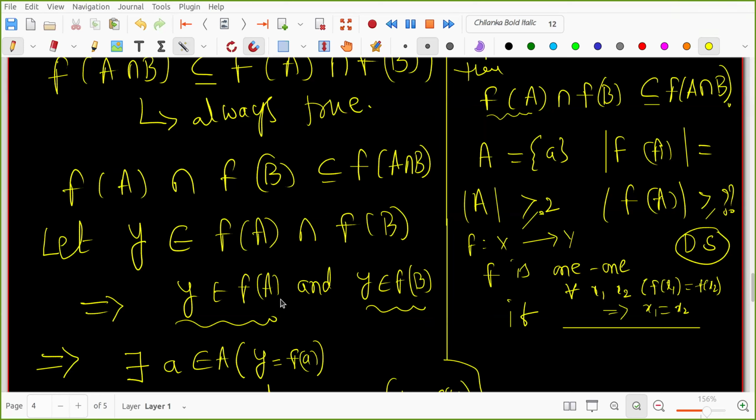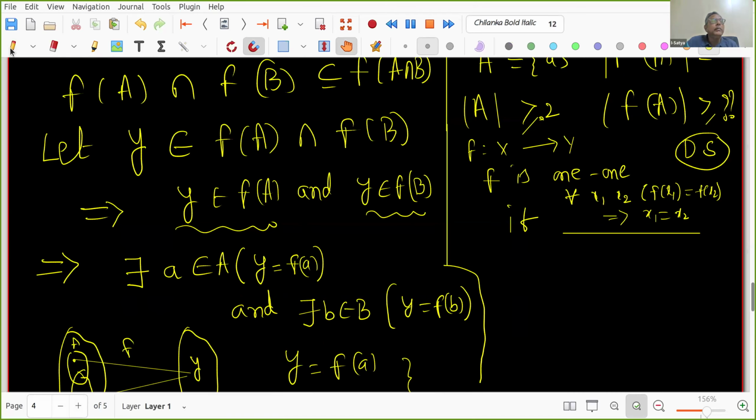What you said is the definition of a function. Because time is not there, I revealed it very quickly. But can somebody tell me what I wrote? If x1 not equal to x2, then f of x1 not equal to f of x2.